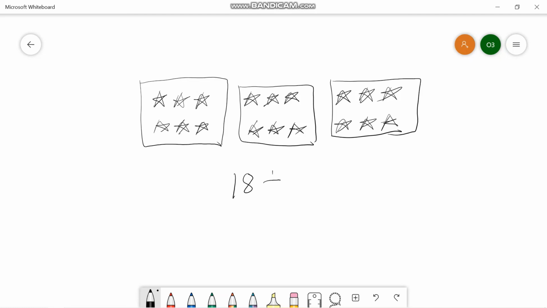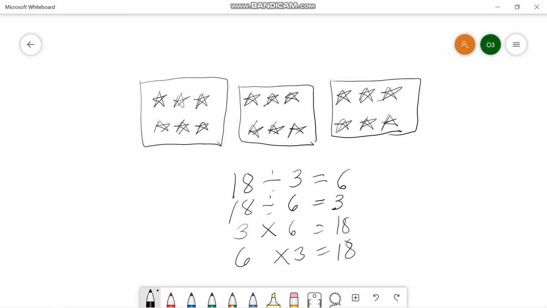So that is 18 divided into 3 groups is equal to how many? How many stars are in each group? There are 6. Okay. So from there, you can reverse this. So 18 divided by 6 equals 3. Now let's write the multiplication sentence. So we have 3 groups, and every group has 6 stars, so 3 times 6 equals 18, and 6 times 3 equals 18. So as simple as that. Okay?